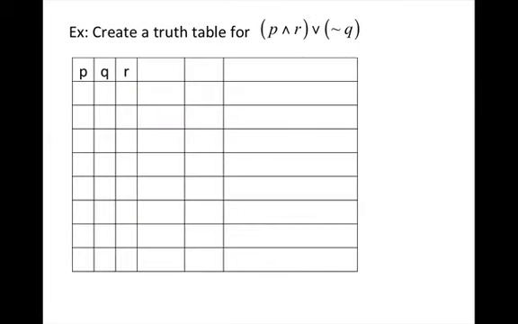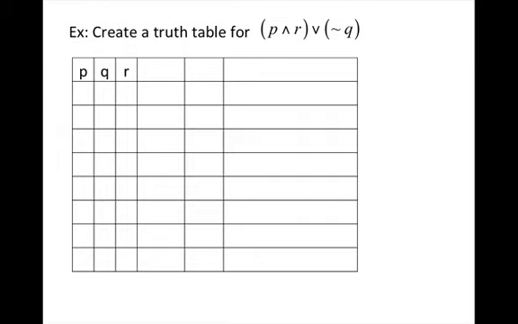Now let's look at an example with three propositions. This example has a P, a Q, and an R. I want to create a truth table for P and R, or not Q. When I have three propositions, my truth table is going to have 8 lines. So I begin with the P, Q, and the R.